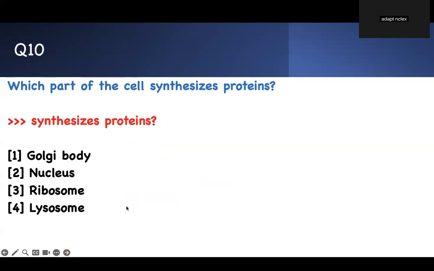And the last one, which part of the cell synthesizes protein? We've seen a question like this already. I explained which portion secretes protein. The Golgi apparatus packages the protein or whatever is made. The nucleus is where everything starts from, the DNA. The ribosome makes the protein. The lysosome breaks things down. It has enzymes that break things down. It's like a soldier. It scavenges bad stuff. So the ribosome is where most protein is made.